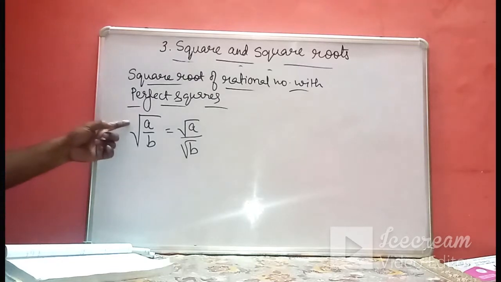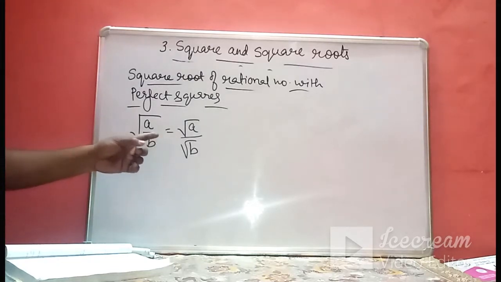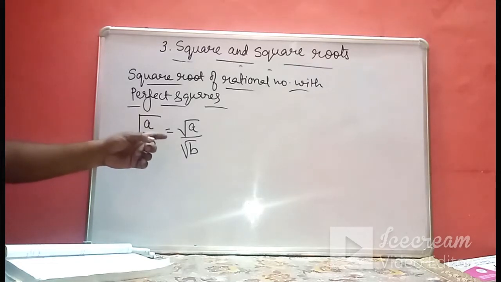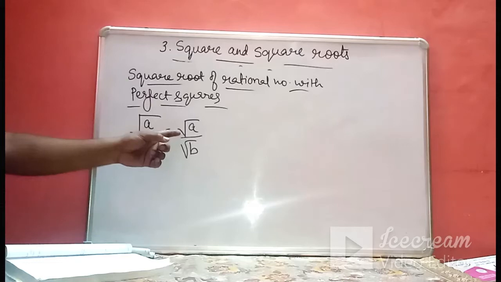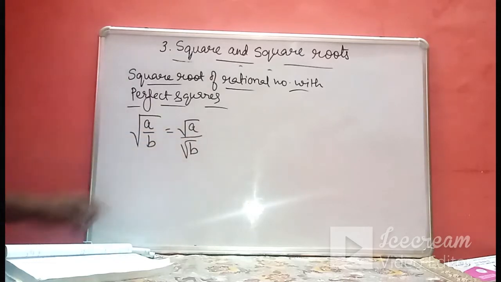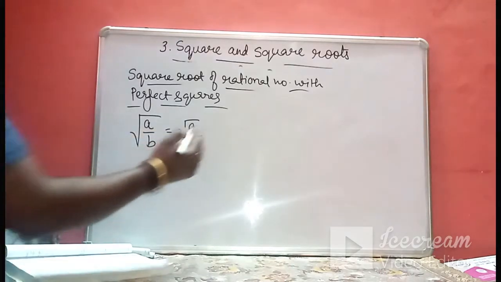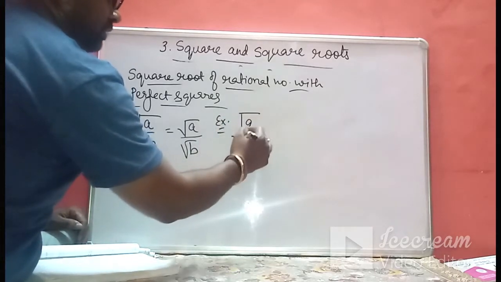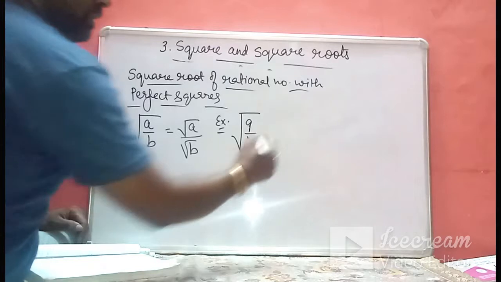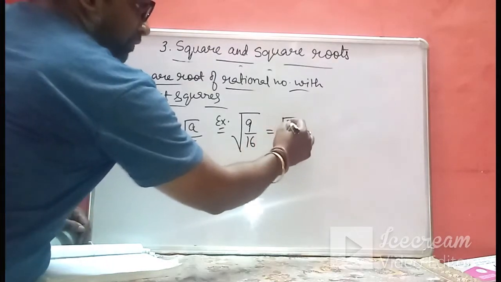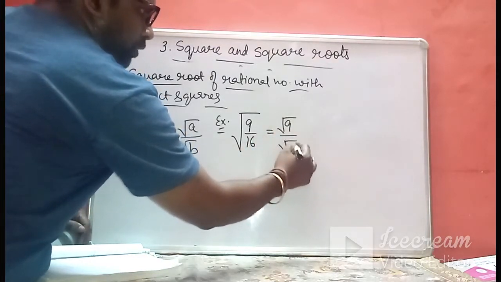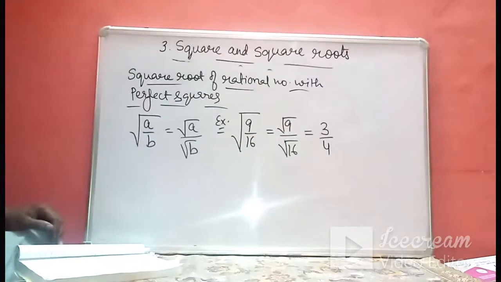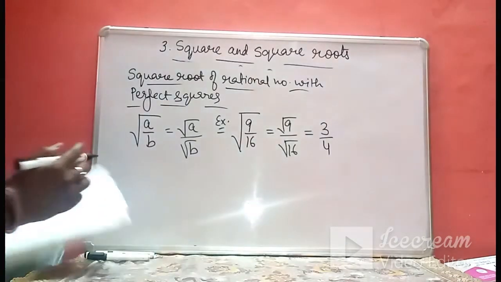So if root a upon b is there, so this is the rational number. So how to find the square root? You will find the square root of a individually and b individually, then you will get the value of this. For example, suppose I want to find the square root of 9 upon 16. So we will find the square root of 9 and the square root of 16. Square root of 9 is 3, of 16 is 4, so our answer is 3 upon 4.